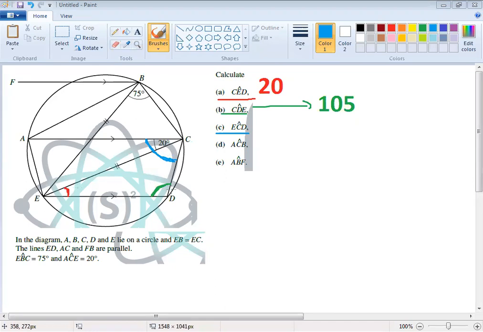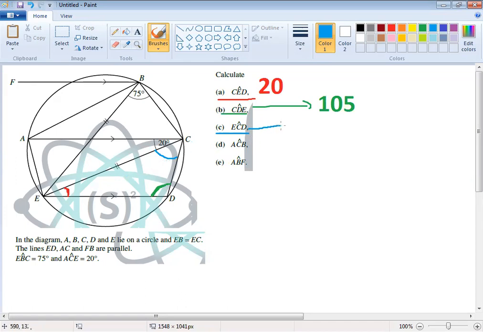Add 20 and 105 and then subtract it from 180. Angle D is 105. Angle E is 20. This is 135. Subtracted from 180, what do you get? 65. So this small part is 65. So the full angle ECD, sorry, we had to find ECD first.